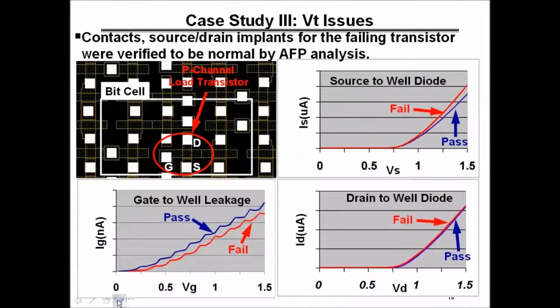Even so, the issue was, was there a source drain issue with the contacts, or were the implants missing on the source drain? So I went ahead and did 2-probe probing, source to well diode, looked at that, and it looked relatively normal, failing versus passing, and then drain to well diode also, and then gate to well leakage. So with those results, we were fairly confident that the issue wasn't due to a resistive contact or a missing source drain implant. It had to be due to something else.